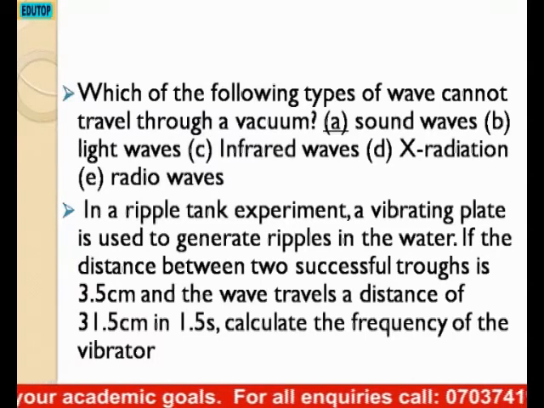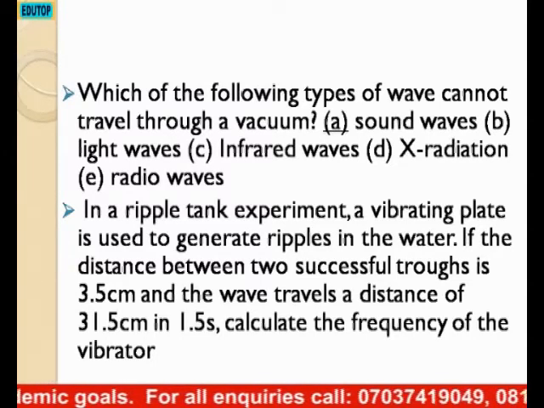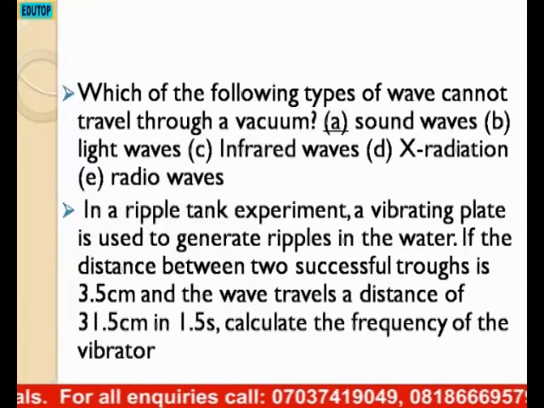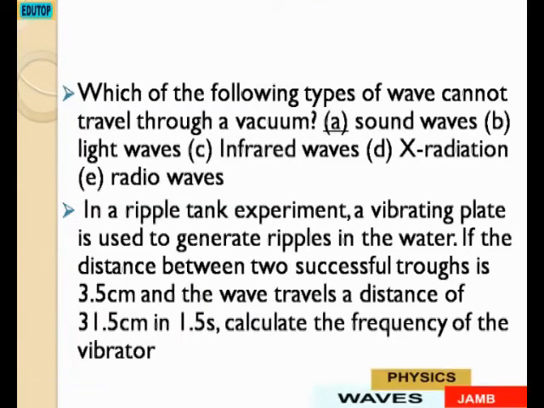Another question says, which of the following types of wave cannot travel in a vacuum? Let me tell you this. Any wave that can travel in a vacuum is an electromagnetic wave. What are the examples? Infrared wave, radio wave, X-rays, gamma rays, light waves. Those are examples of waves that can travel in a vacuum.